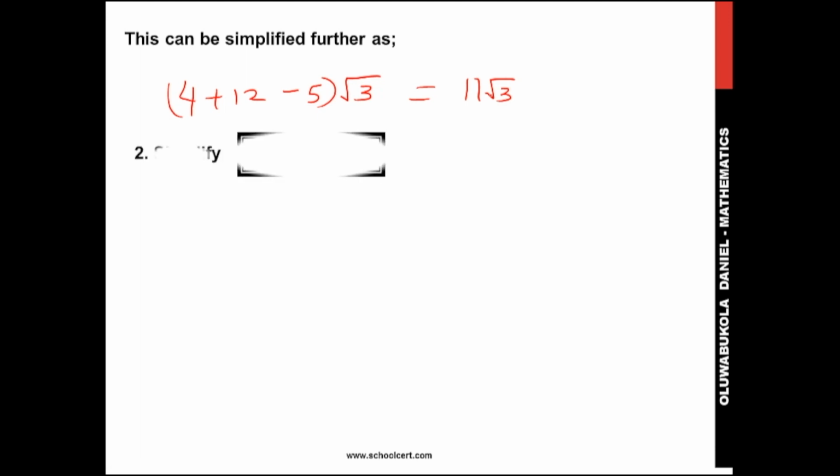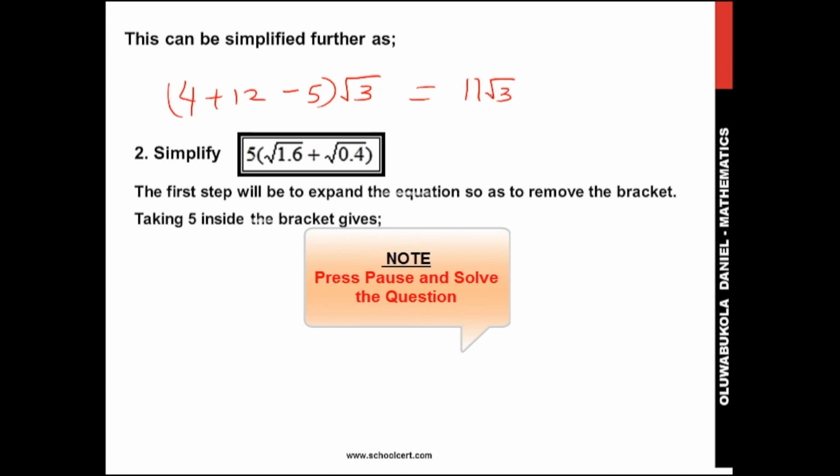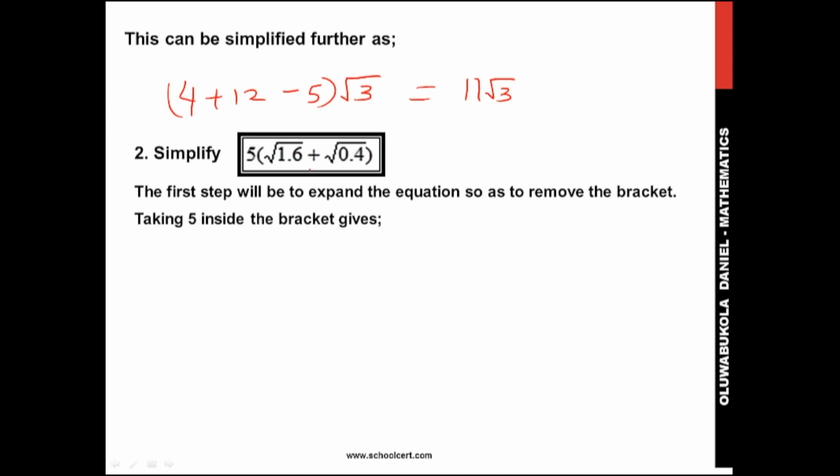Let's look at another example here. I would also give you a bit of time to resolve this, and you would just need to follow the same steps we used in the first example. So yes, let's see if we got it right. The first thing would be to take 5 into the bracket. So we have 5 multiplying all you have in each of the square roots. So 5 will then have to go in.